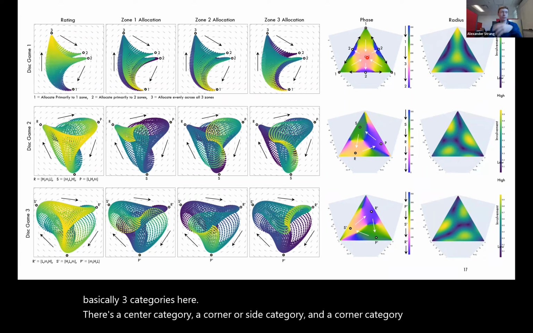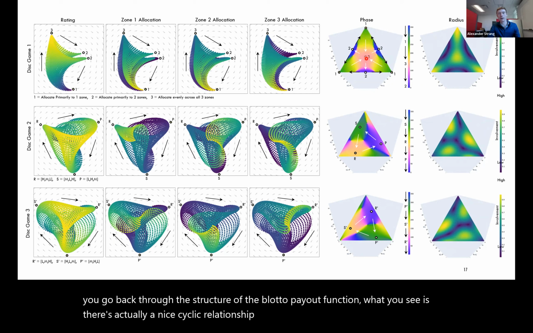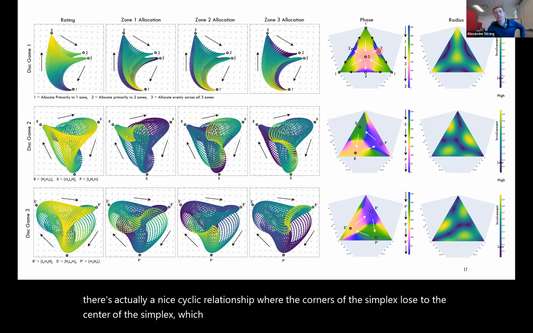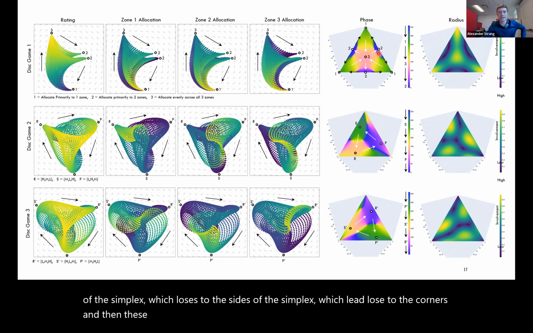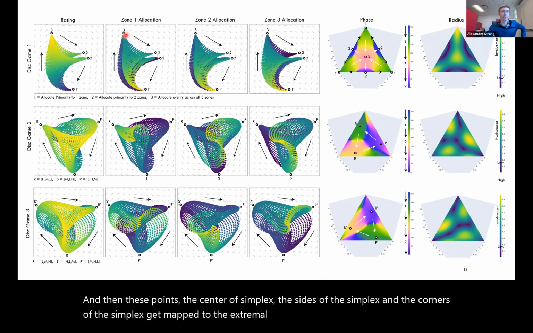And if you go back through the structure of the Blotto payout function, what you see is there's actually a nice cyclic relationship where the corners of the simplex lose to the center of the simplex, which loses to the sides of the simplex, which lose to the corners. And then these points, the center of the simplex, the sides of the simplex, and the corners of the simplex, get mapped to the extremal points on the boundary of this disk game embedding.